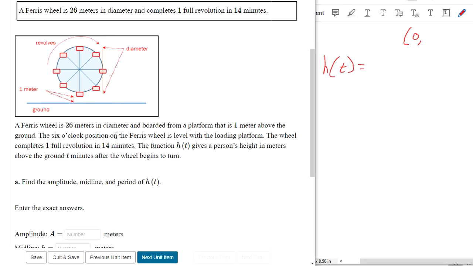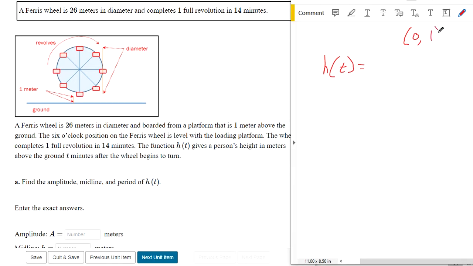The 6 o'clock position of the Ferris wheel is level with the loading platform. So right here, we start at 1 for height, because here's the 6 o'clock position. We're 1 meter above the ground. So at time t equals 0, when we haven't been running the Ferris wheel, we have 1 for our height.